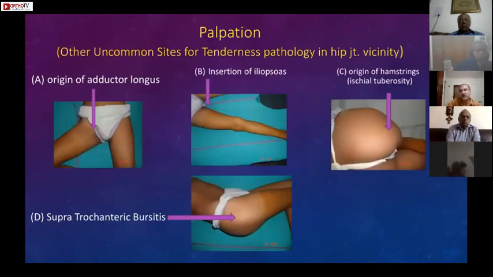Now there are other uncommon sites for tenderness, I mean tenderness in different pathologies of the hip joint. Sometimes there may be a tenderness along the origin of the adductor longus, insertion of the iliopsoas, or there may be tenderness at the trochanteric bursa, or origin of the hamstrings may be tender at the ischial tuberosity. But basically, we are concerned with anterior hip joint tenderness and bitrochanteric pelvic compression test, which will denote central tenderness.